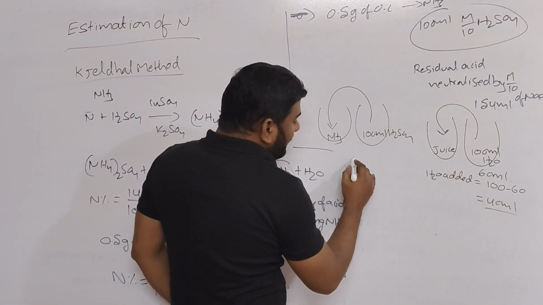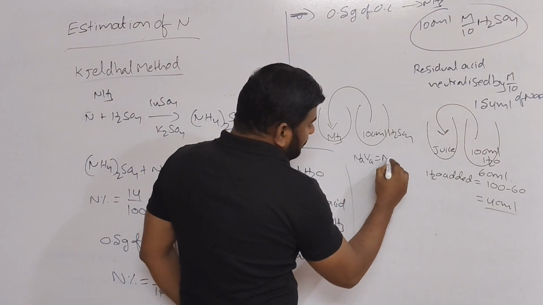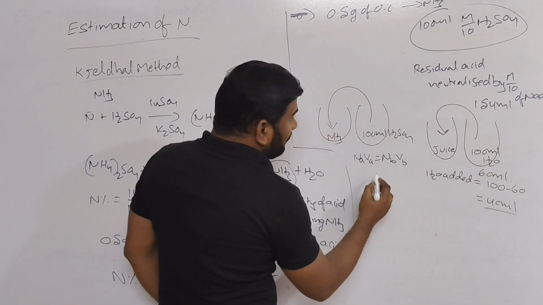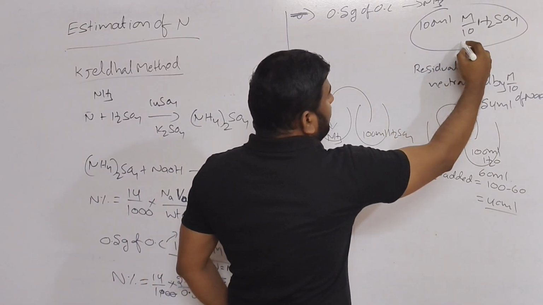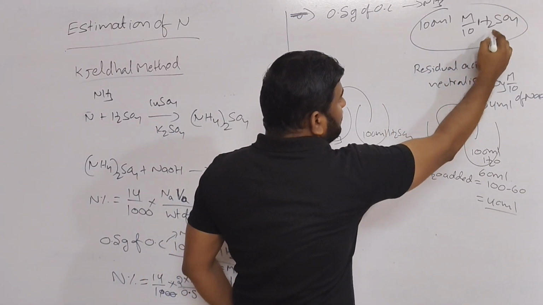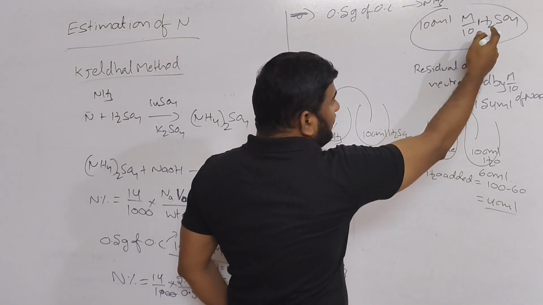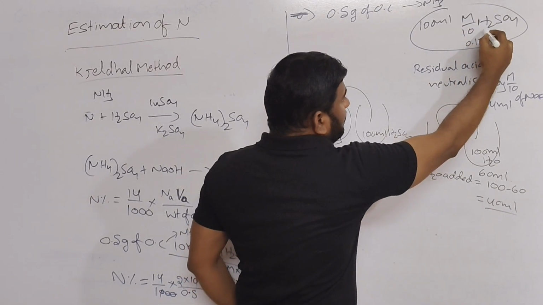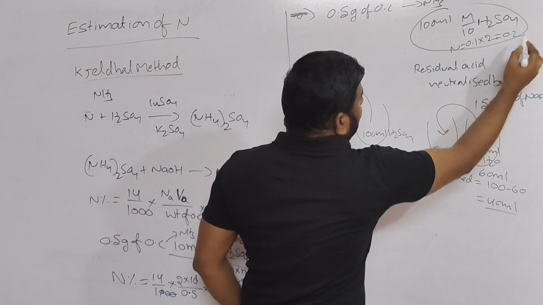We can calculate by using the neutralization formula NaVa = NbVb. Here for Na, they gave molarity, and you have to convert it into normality. Here the replaceable hydrogens are 2. M/10 means 1/10, which is 0.1. 0.1 into 2, so the normality is 0.2.